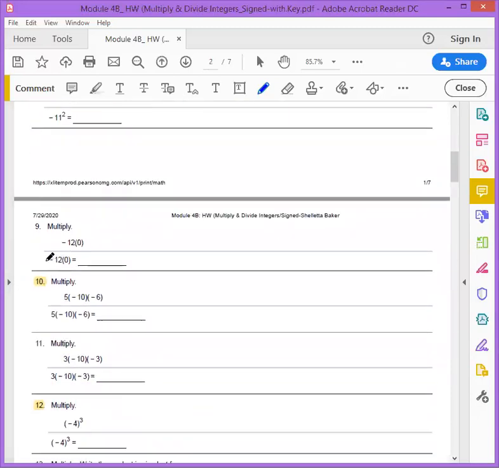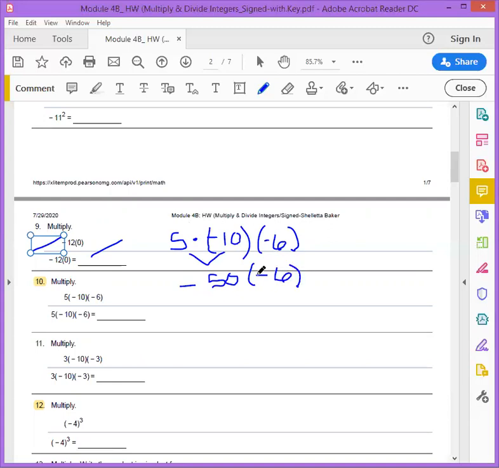All right, let's look at number 10. We're multiplying 3 digits again. We have 5 times -10 times -6. And we'll multiply left to right. So 5 times -10, positive times negative gives us a negative result, and 5 times 10 is 50. Times -6. Remember, a negative times a negative is positive, and 50 times 6 gives us 300. This is our answer.